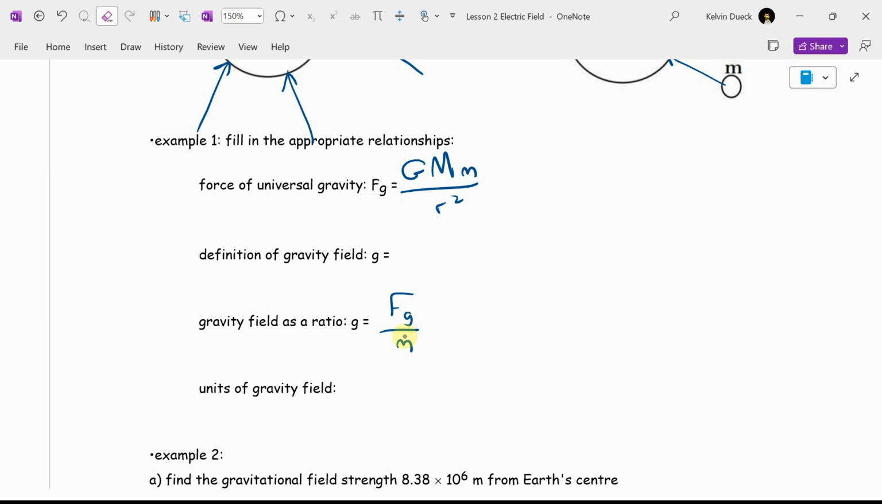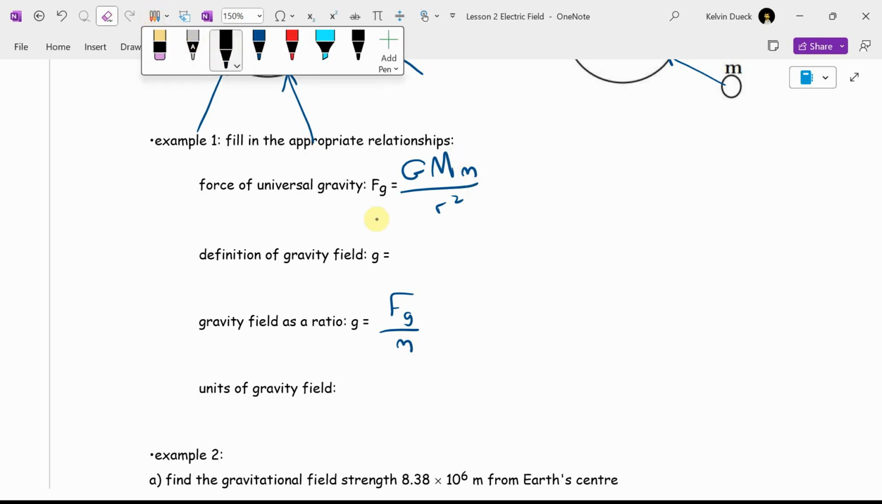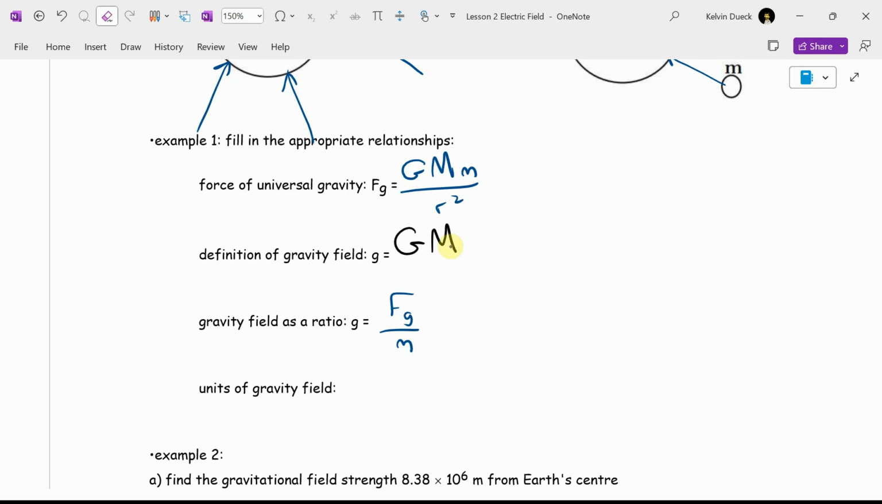From that, I was able to go back here and say, oh, little m would cancel. Now I can give it to you as an actual equation. It's big G, big M over r squared. I have two ways to find the gravitational field. I can find it if I know the planet and how far away I am. Or I can find it if I know how hard the planet is tugging on a given mass, even if I don't know where the planet is.